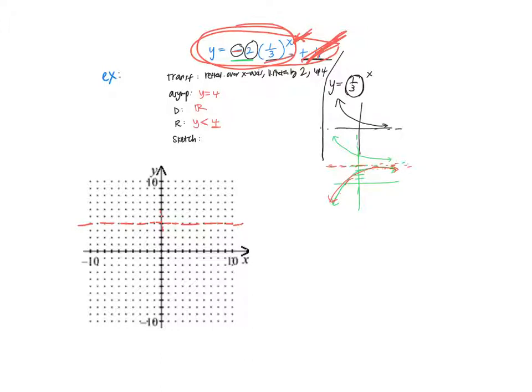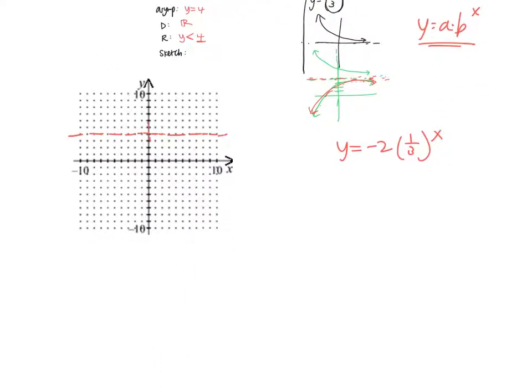So it's really the parent function with a reflection and any vertical stretch or shrink factor. So you're really just going to be ending up with this guy here. Okay, you're going to make a table using that. So I have y equals -2 times 1/3 to the x. Let's go make a table. Find 3 easy points to plug in.